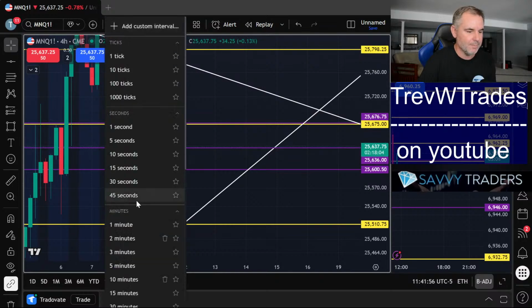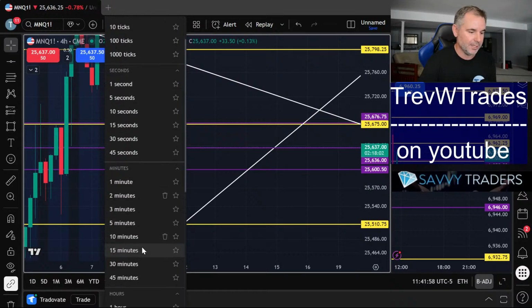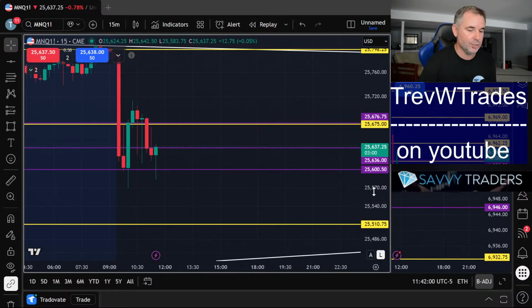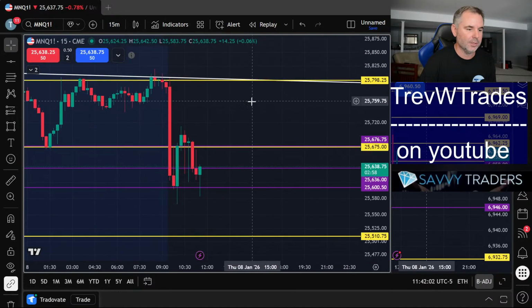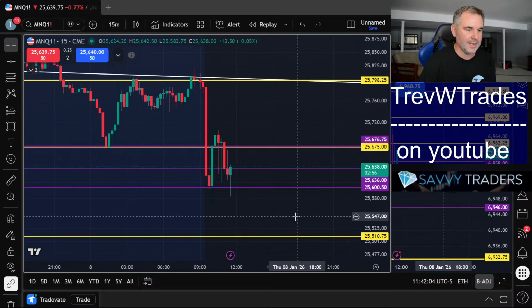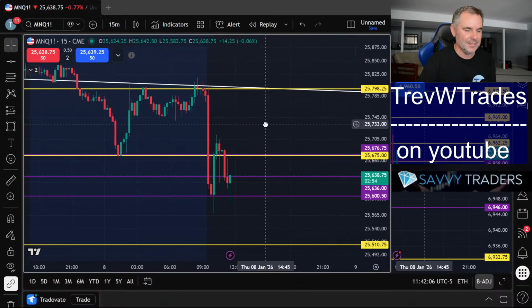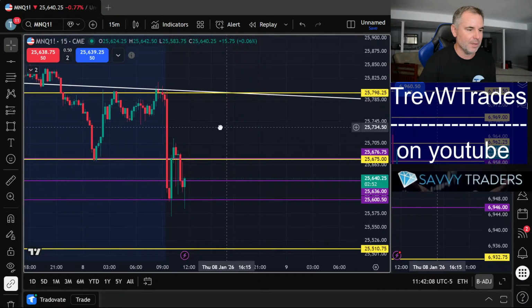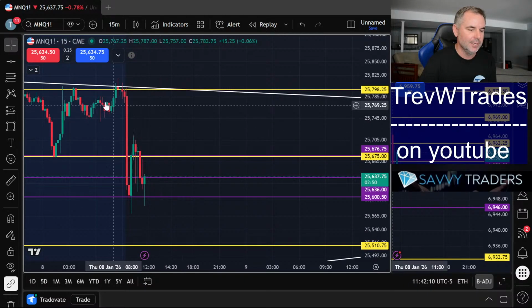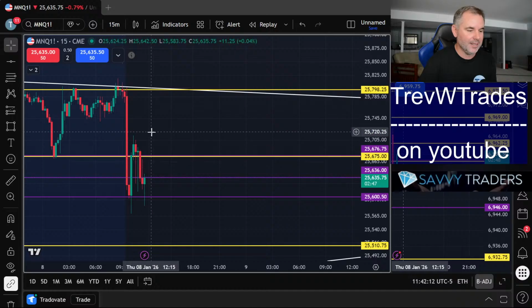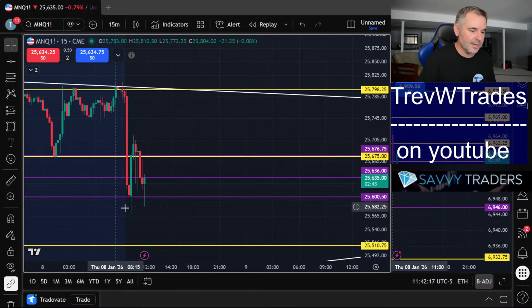And then if you want to get more support and resistance, you just got to zoom in. You got to zoom into a smaller time frame. Maybe this makes more sense now that we go back to the 15-minute time frame. So now that we got the sell off, I'm not looking for shorts down here.